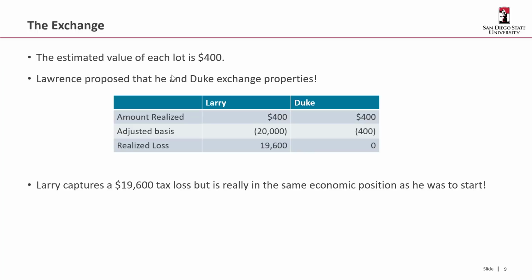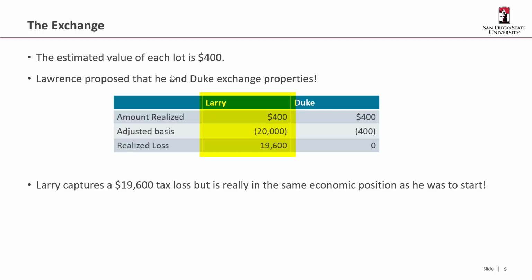So Lawrence proposes, I have an idea, Duke. Why don't you and I exchange properties? Because an exchange is a sale, exchange, or disposition, and therefore triggers realization and usually recognition of gain or loss. So if we look at Duke, let's start on the right and look at Duke. He'd receive $400. That'd be the fair market value of the lot he receives. His adjusted basis is $400 in the lot, and he's break even. So to Duke, this is nothing. It's as if nothing's happened.